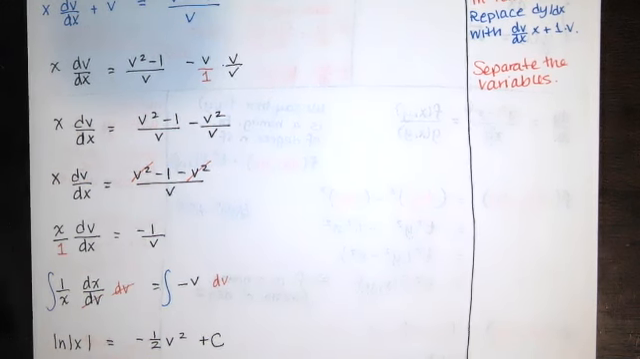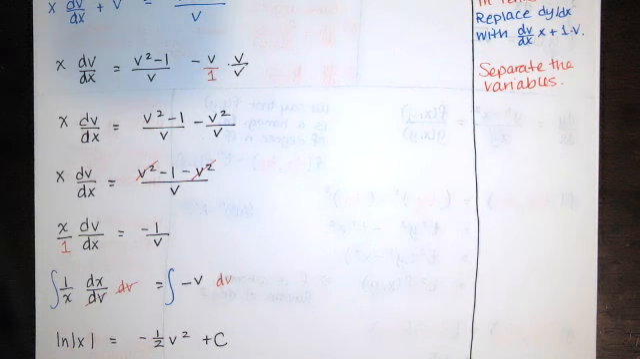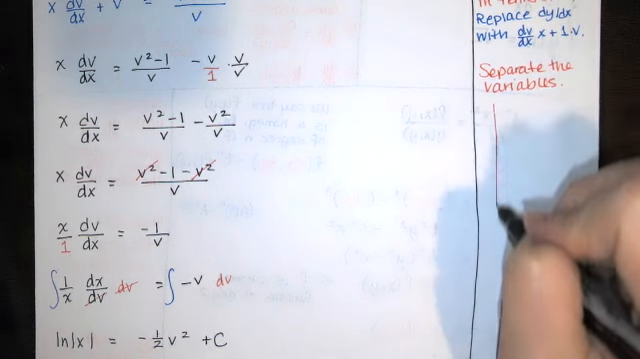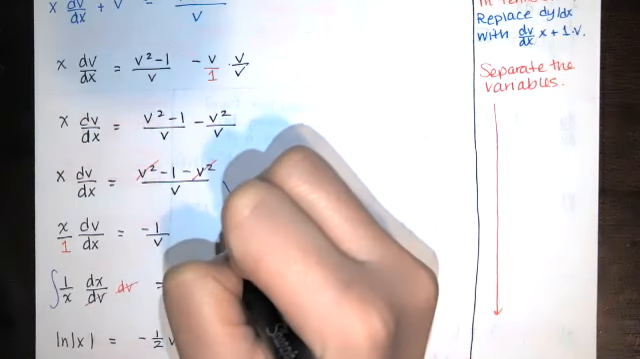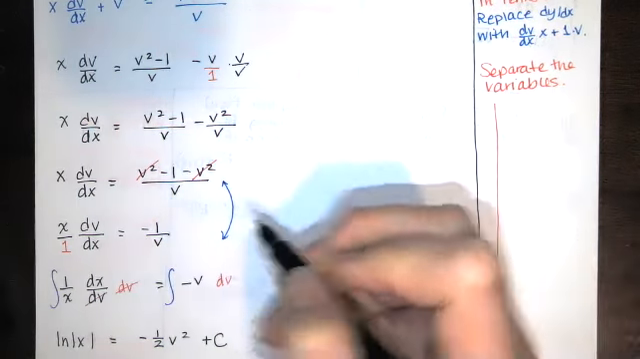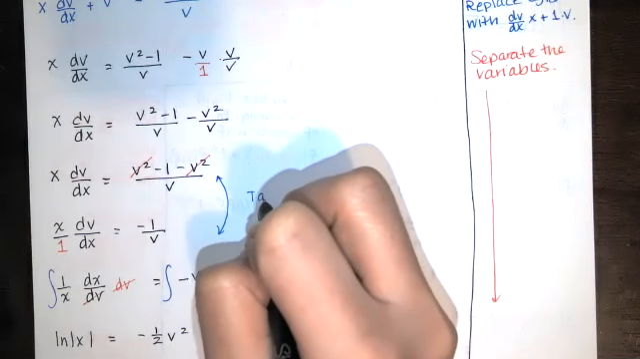And then we're almost done. So let's see, what did we do? We separated the variables. That was all of this. And this step from here to here involved taking the reciprocal of both sides.